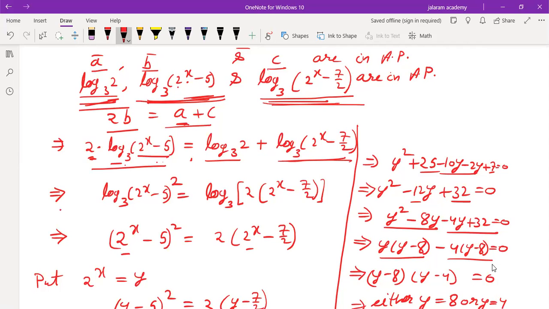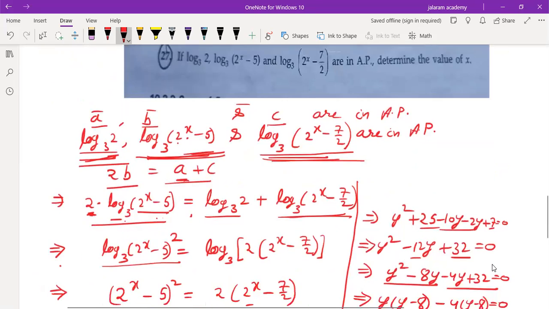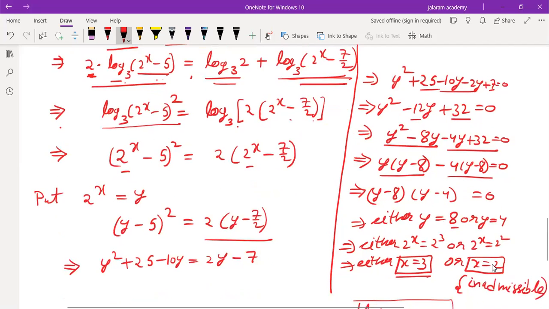It implies, now this 2 goes to the power of (2 to the power x minus 5) using the property m log A equals log A to the power m base C. So log (2 to the power x minus 5) whole square to the base 3 equals log A plus log B, that is log AB base C, so 2 into (2 to the power x minus 7 by 2) base 3. So taking anti-log both sides to the base 3, this log will be removed. So only the terms without log will be written.